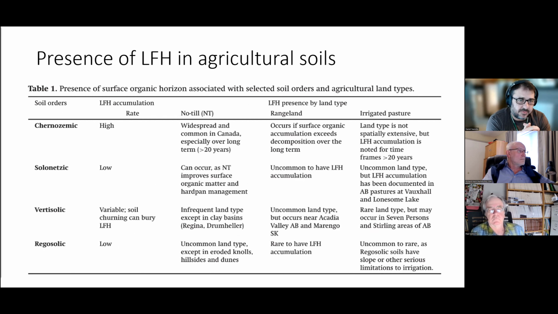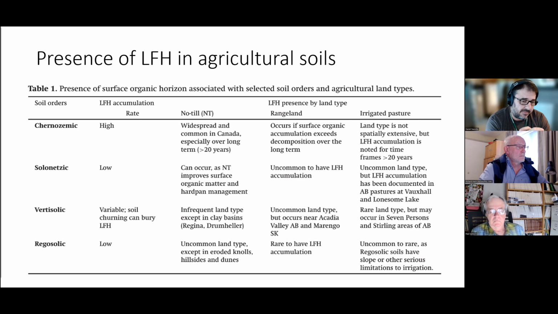And then this was the summary table that they put together towards the end of the paper, which outlines the presence of surface organic soils associated with specific soil orders and agricultural landscapes. And we can see here Chernozemic and Solonetzic soils, which are grassland soils, Vertisolic soils as well, typically, and then Regosols. I think we can also see in this the regional differences again. There's not really a mention of Luvisols here, although in southern Ontario it's mostly Gray Brown Luvisols where we would potentially see some of this occurring.